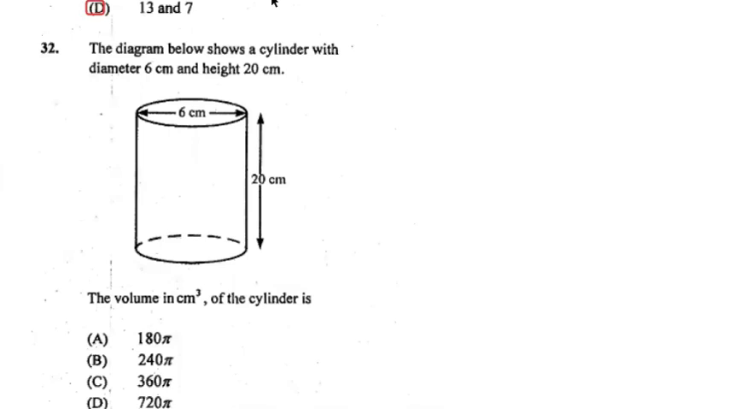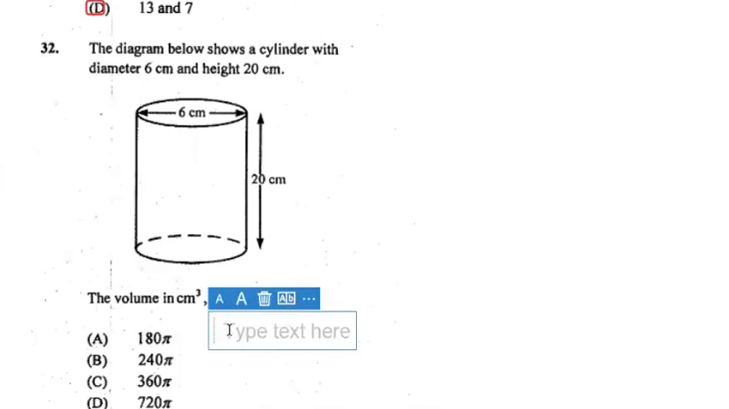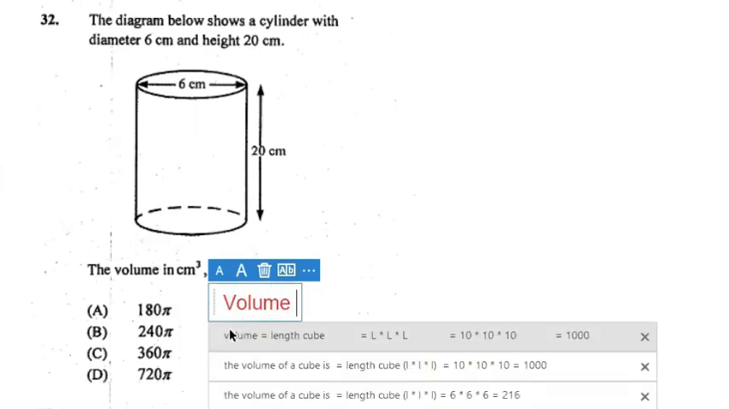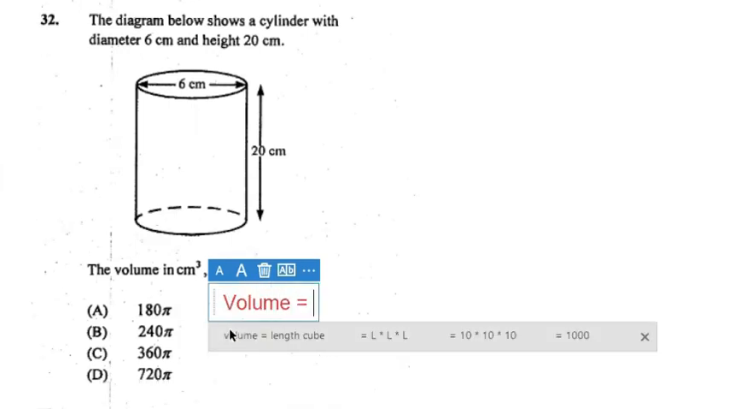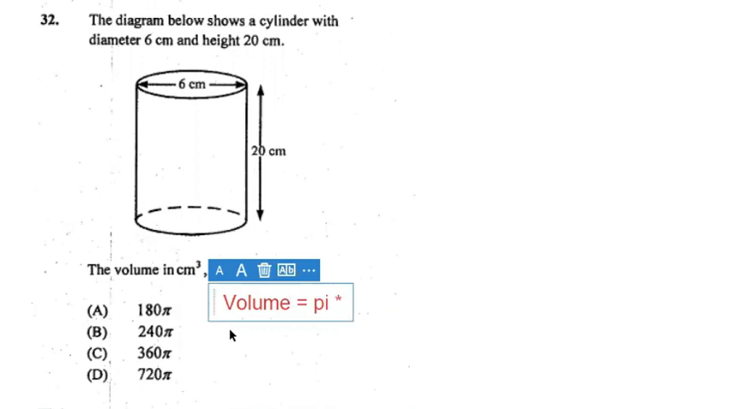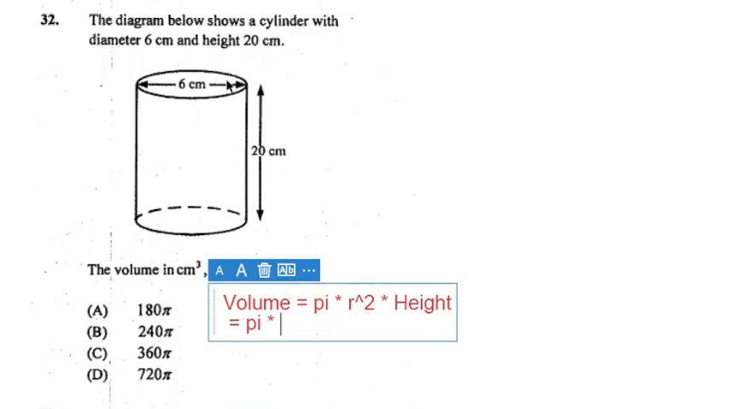So 32, the diagram below shows a cylinder with diameter 6 centimeter and height 20 centimeter. The volume in centimeter cube of the cylinder is, so volume is equal to pi multiplied by r square multiplied by height. So that will equal to pi multiplied by r square. So remember, r is the radius, and what they gave was 6 centimeter, which is the diameter. So we're looking for the radius. So it will be 6 divided by 2 to give us 3.